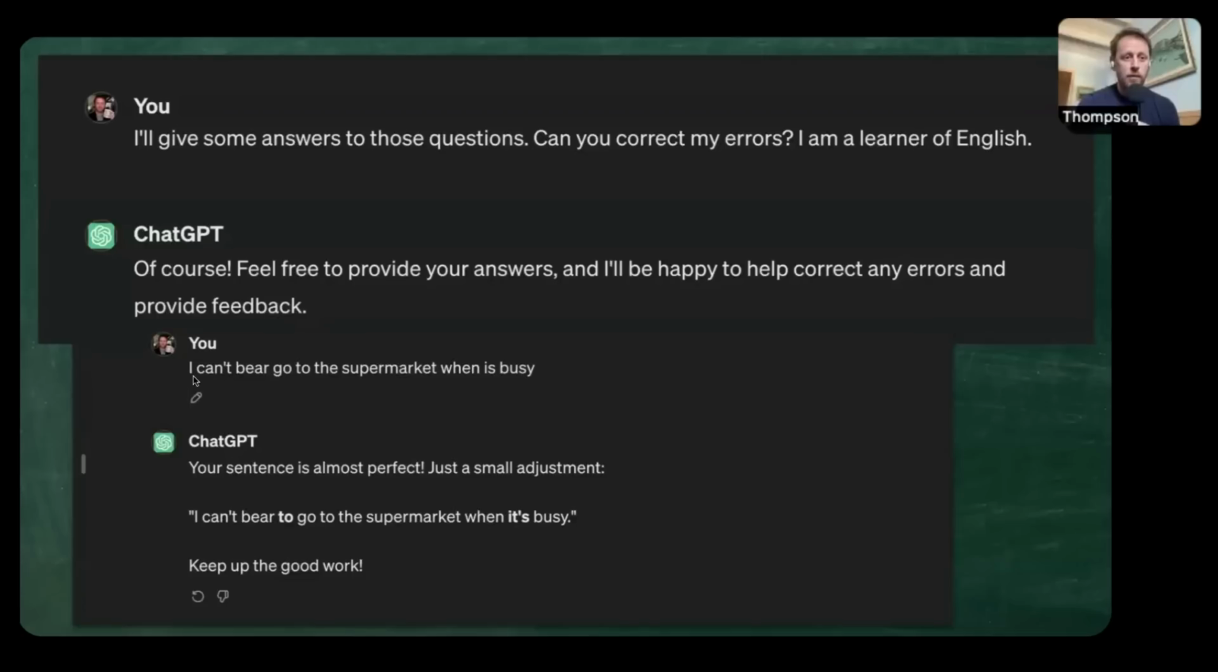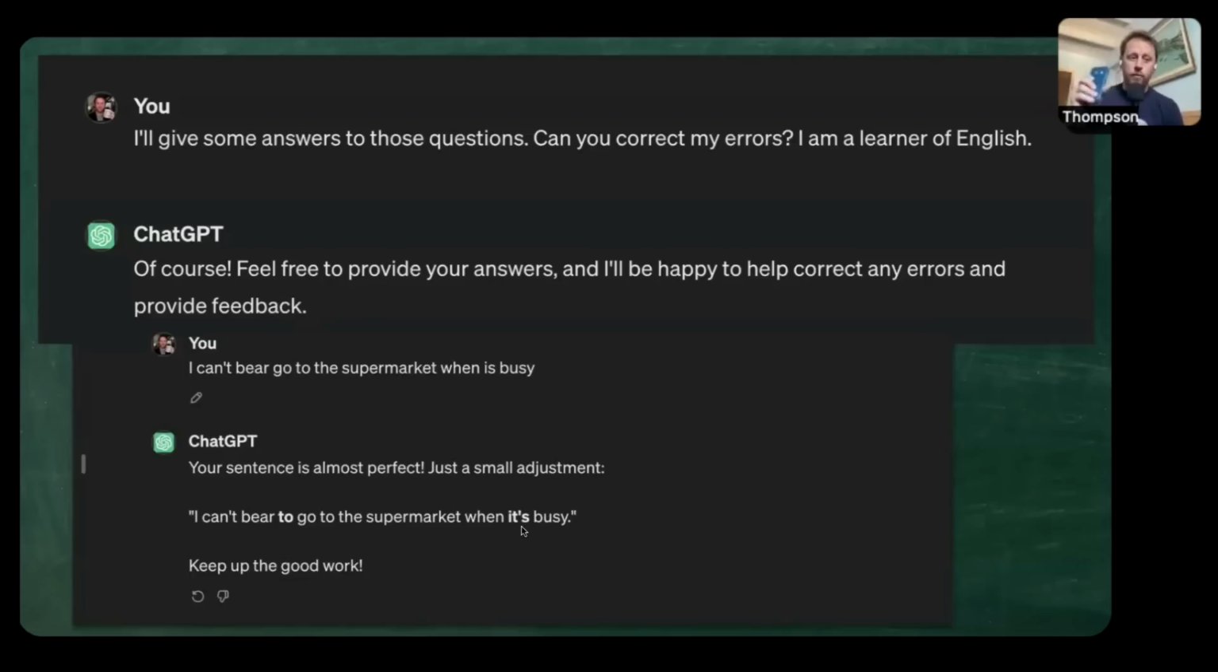So here's an example of what I wrote, intentionally getting it wrong. I wrote, "I can't bear go to the supermarket when is busy." Obviously, this is wrong. And ChatGPT is very encouraging and positive, and it says, "Your sentence is almost perfect. Just a small adjustment. I can't bear to go to the supermarket when it's busy. Keep up the good work." So it can be very useful.